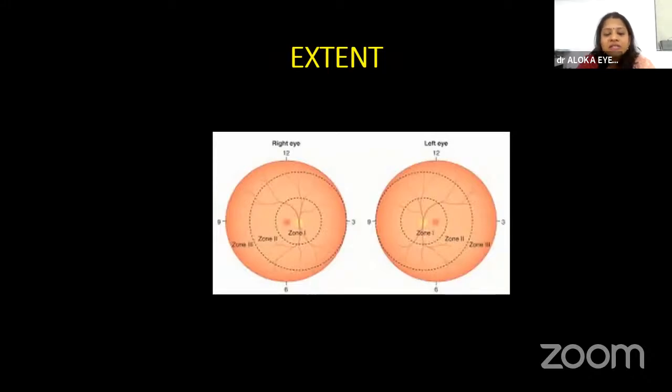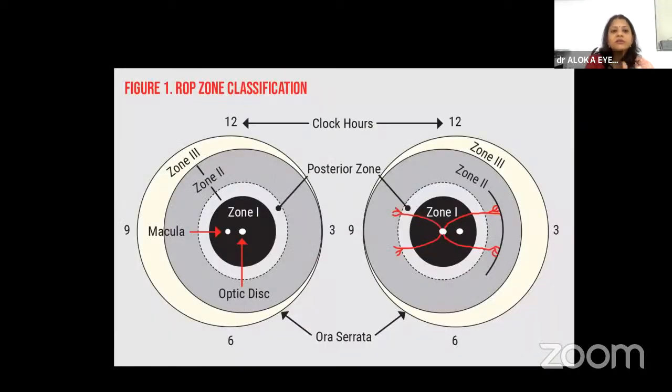Third thing that is usually shown when we write or we quantify the ROP is extent. How many clock hours are involved? So if you put both the eyes together and draw a clock, so usually we would be demonstrating like this. So this is the ICROP classification, where all of us are mandated to actually record the ROP in this manner, where you will say zone, you will say stage, you will say how many clock hours are involved. And if you see here, the right eye 3 o'clock will be nasal, but the left eye 3 o'clock will be temporal. So just put the eye and the clock and write accordingly.